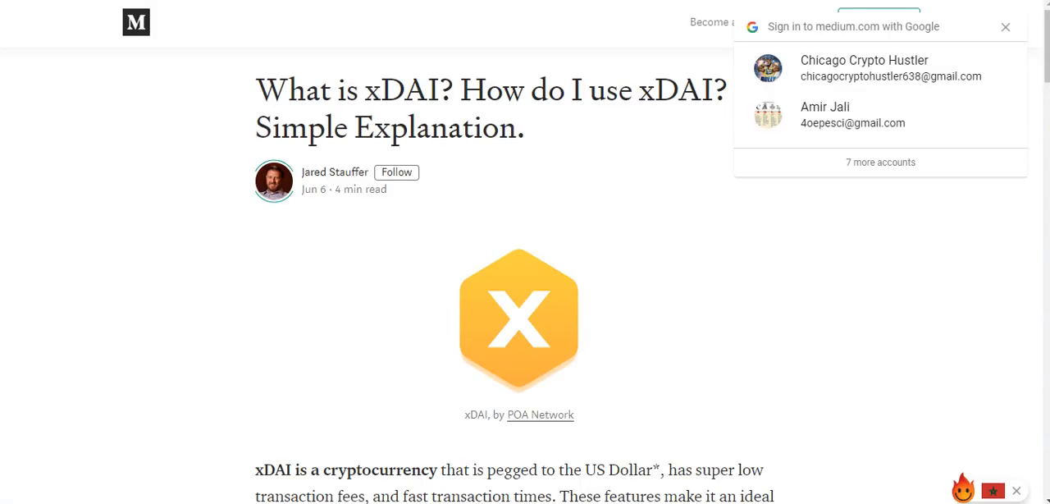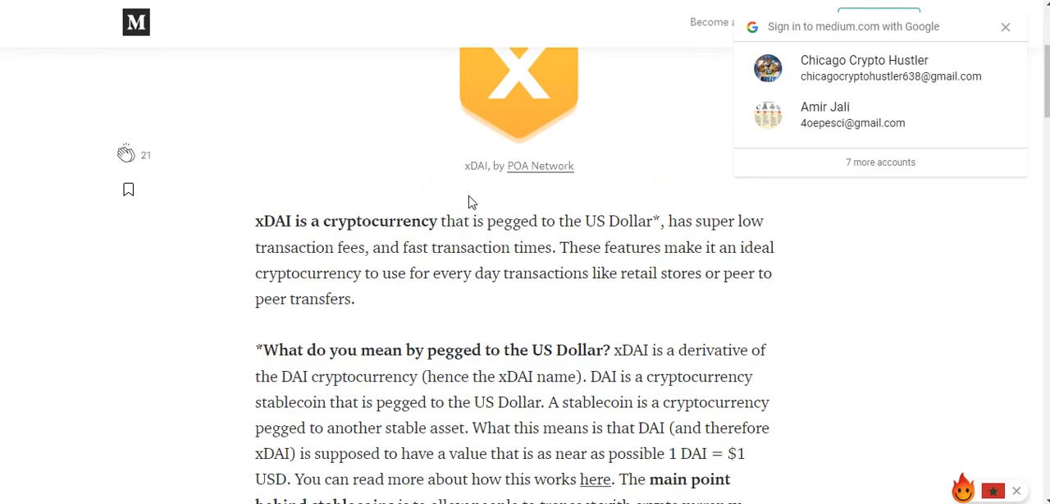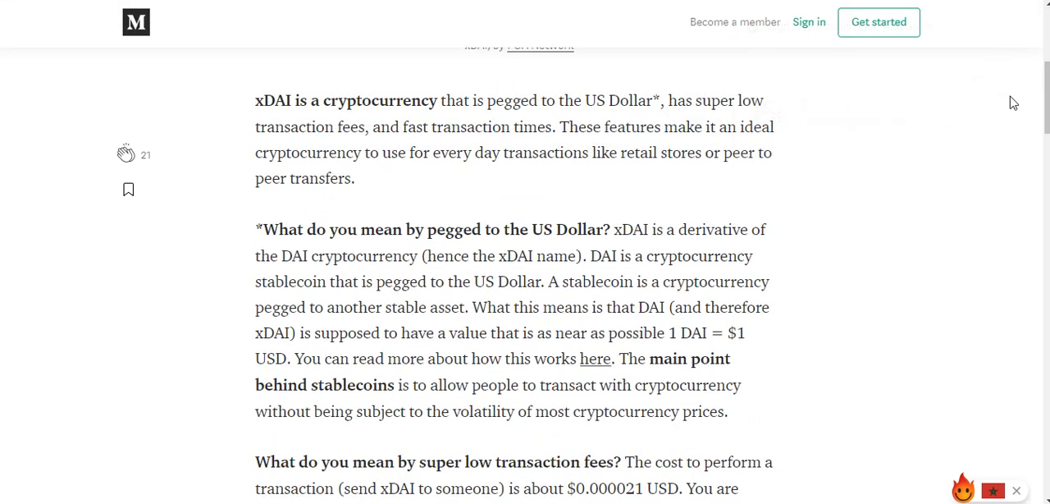DAI called xDai. And this article was released June 4th, and it's entitled, What is xDai? How do I use xDai? And this is just a simple explanation. And this is just to show the many advancements that are coming in this space. And also the fact that many of us, instead of taking advantage of and actually being able to implement our own and create our own, we are once again just the users of individuals that are creating their own future within this new money matrix.